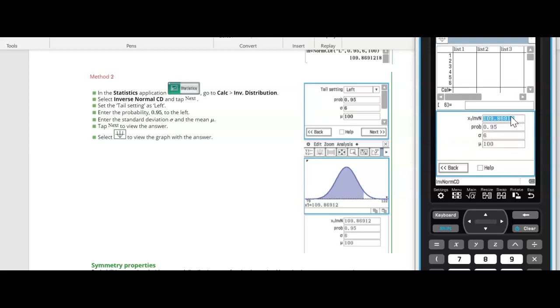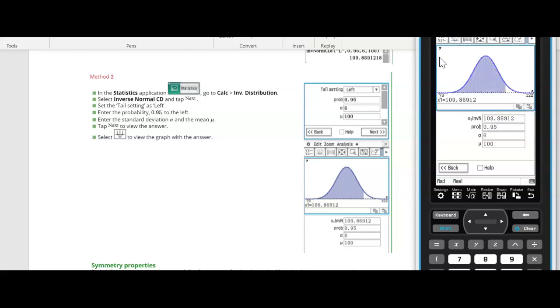All right, so there you can also get the value, and if you want to graph it, so you can see that shaded area is 0.95 and the 109.87 is this value. You can't see it because my arrow isn't working, but it should be flashing there.